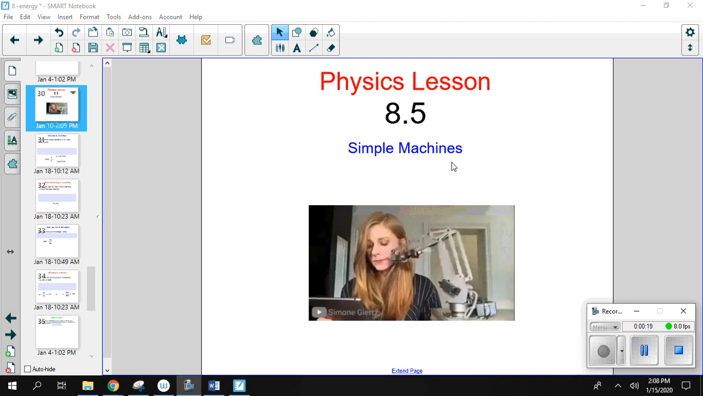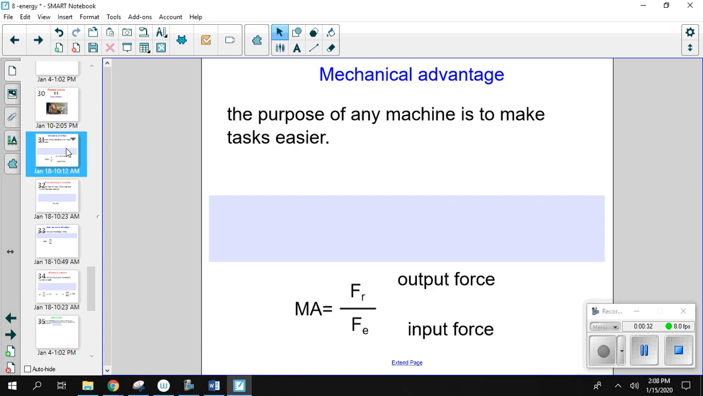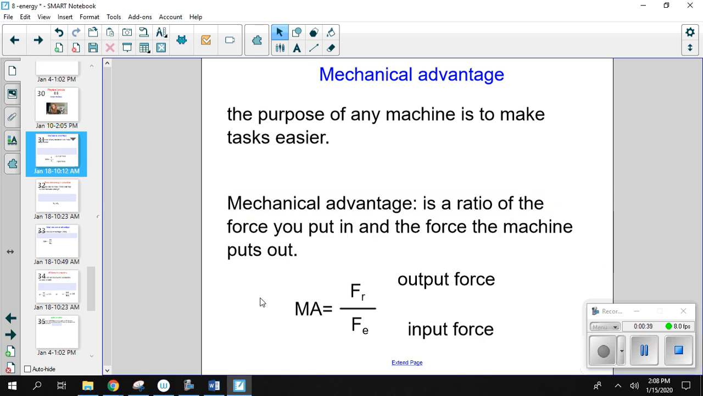Alright, so we talked about work, we talked about energy, we talked about power, but let's talk about how machines make our lives easier. The whole thing of a machine is they have this thing called mechanical advantage. Basically, it's a ratio of how much force you have to put in and how much force the machine that you're using puts out. So our mechanical advantage is our output force divided by our input force.